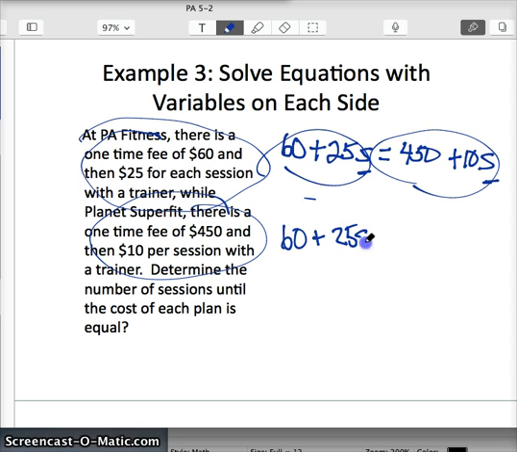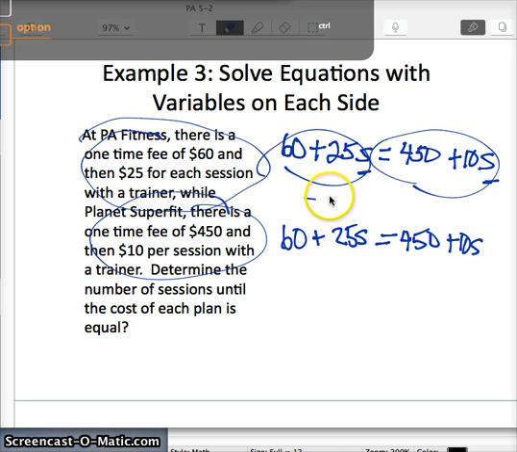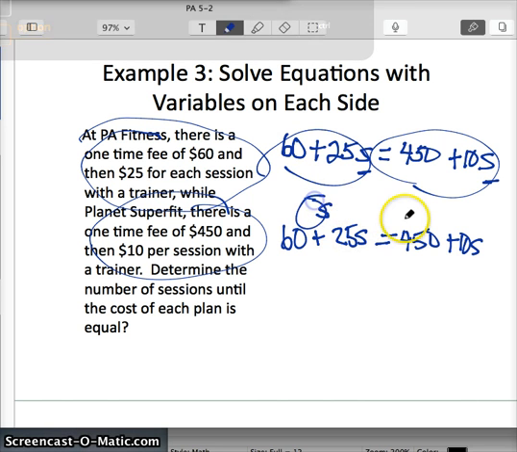So 60 plus 25S refers to this offer, and then 450 plus 10S refers to this other offer. We want to know when they're equal. So we set them equal to each other and we begin to solve. I decide which side I want my S terms on. Since there are more S values over here with the 25s, I'm going to put my S terms on that side. And I'm going to put my constant terms on my right side.